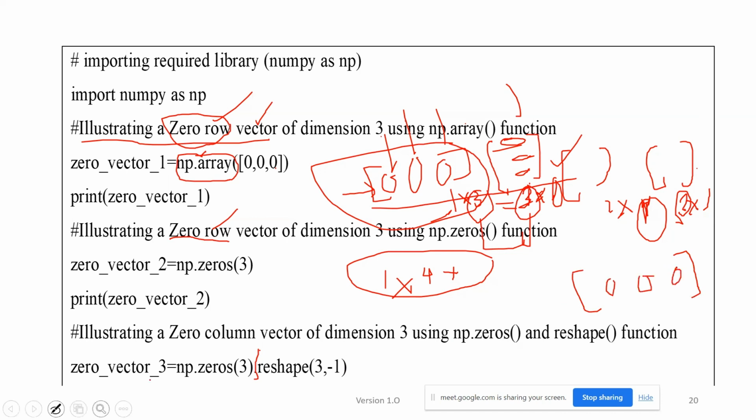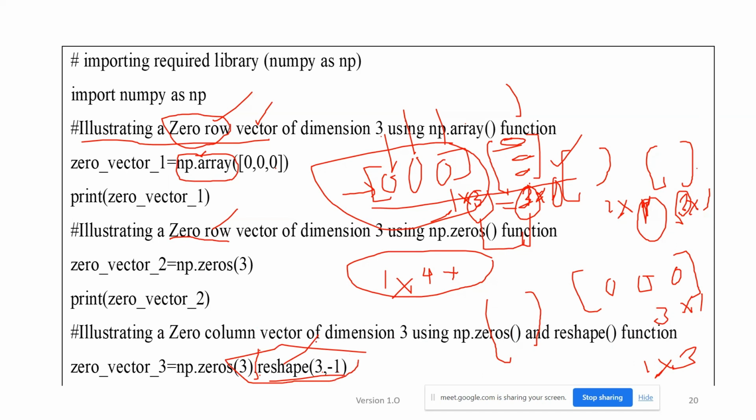When I use np.array reshape of 3, minus 1, that means we are going to convert this into a column vector, a transpose. Reshape is nothing but changing of shape. Earlier it is 3 by 1, now we are reshaping into 1 by 3. For that we are using reshape.